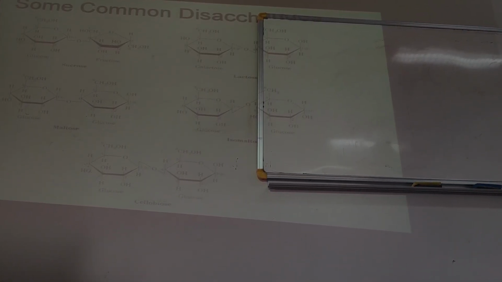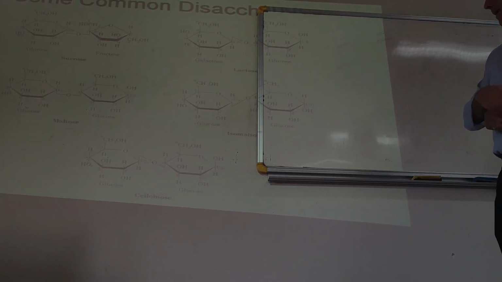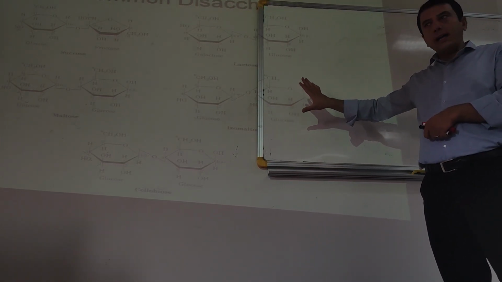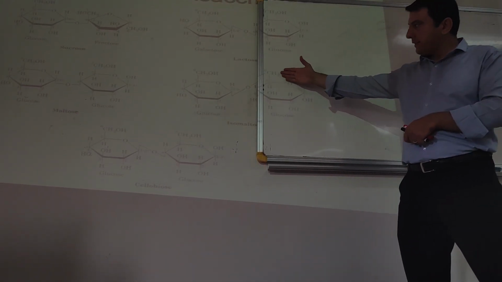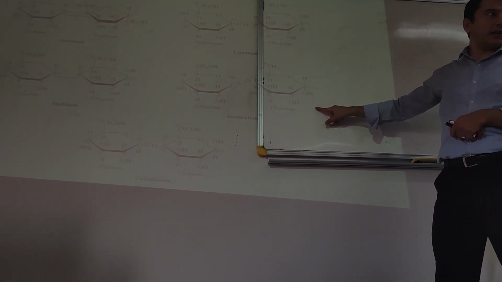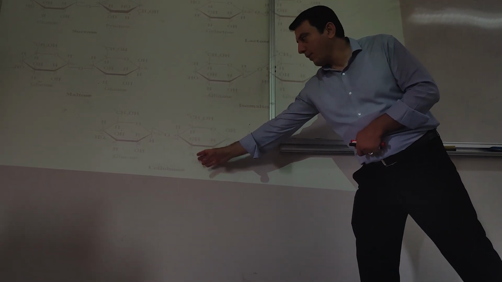Yes, it is. Why? The functional group OH in the second sugar. Very good. As you can see here, in the second sugar you have a free OH. Therefore, isomaltose is a reducing sugar. What about cellulose?